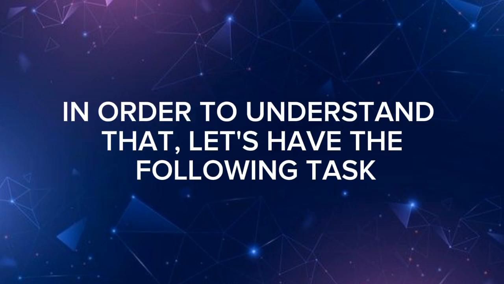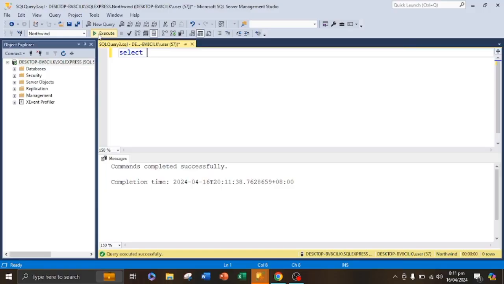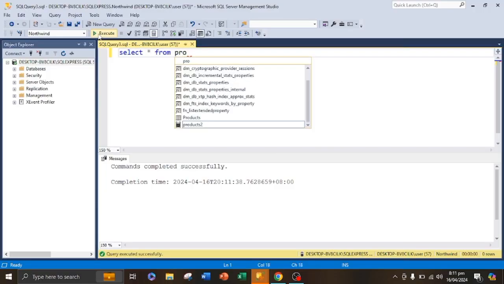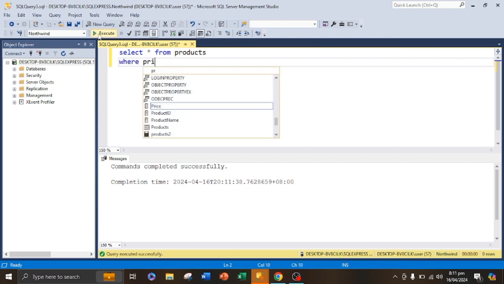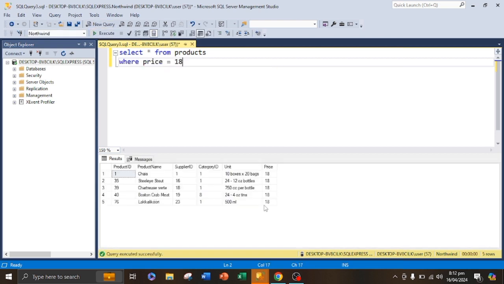In order to understand that, let's have the following task. Find all products where price is equal to 18. So the syntax that we will use is SELECT * FROM products WHERE price = 18. And that's it. As you can see, all this data is equal to 18. Let's go to the next operator.